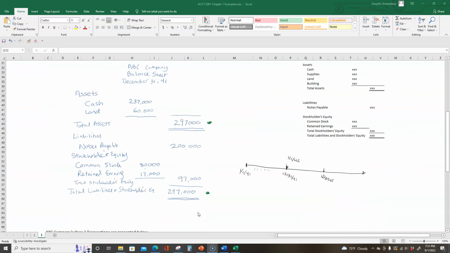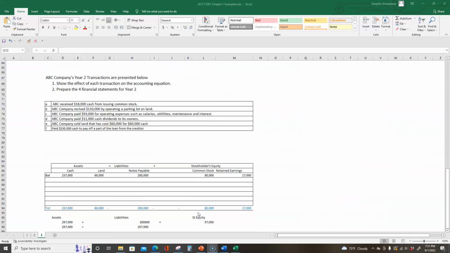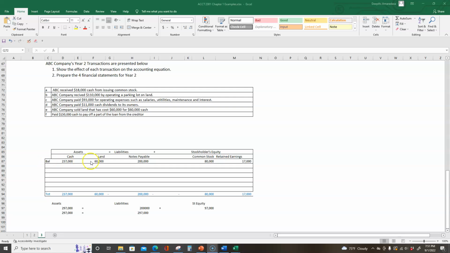So when we are working on this year 2 example, our first line should have the beginning balances on January 1st, year 2. Which were the same balances that we ended up with for year 1 in the previous question. So I've already recorded them here. Cash $237,000, land $60,000, notes payable $200,000, common stock of $80,000, and retained earnings of $17,000.